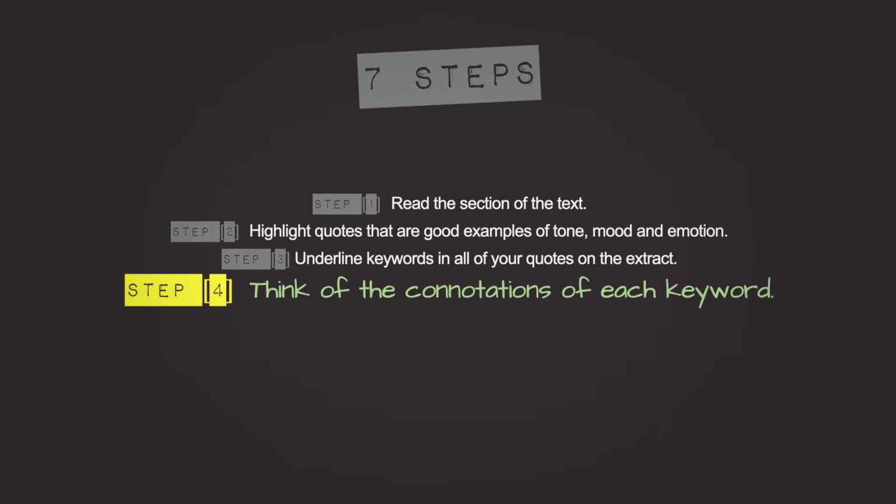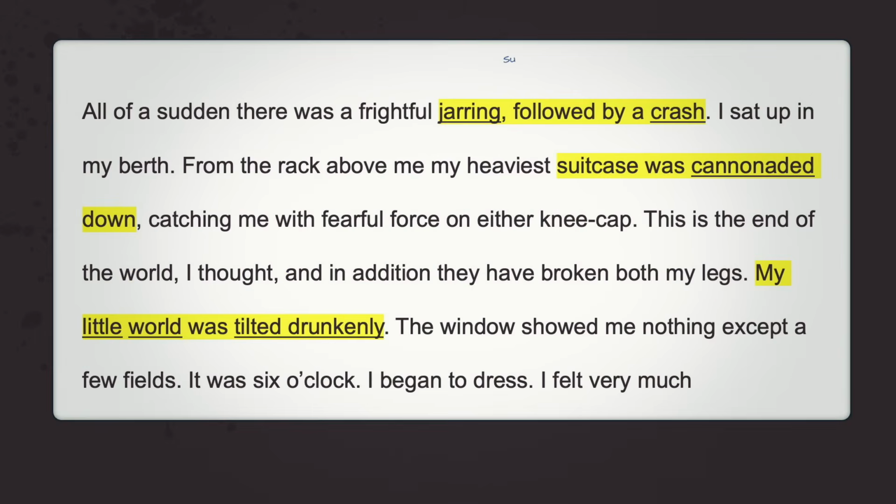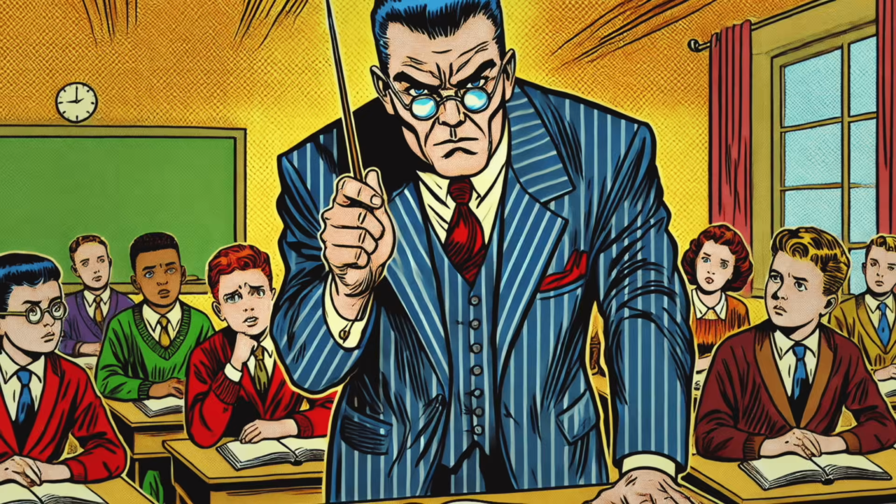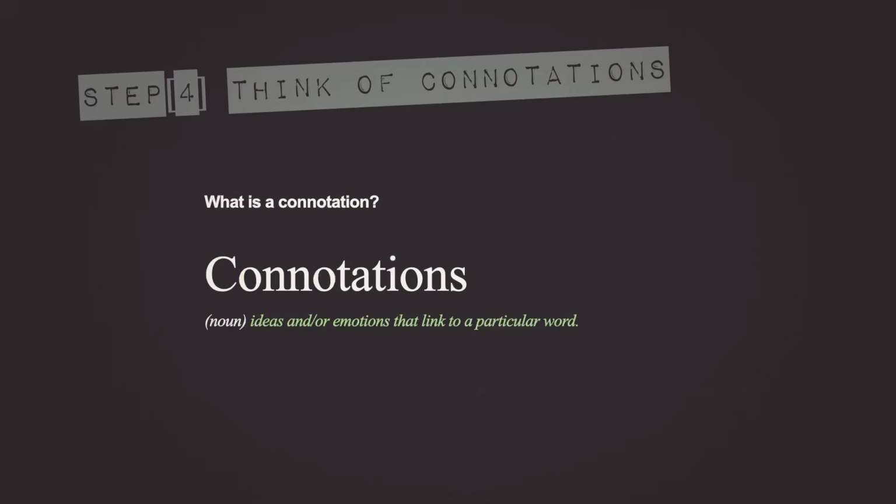Step 4, think of the connotations of each keyword. Now, we discussed how this is the most important part of the process and we should never rush it. Connotations are the ideas and emotions a keyword hints at. The more you find, the better your analysis will be and the higher your mark. Simple. Skip this step and your analysis will be vague, your mark will be low, and your examiner will not be impressed. A quick reminder, connotations are ideas and or emotions that link to a particular word.